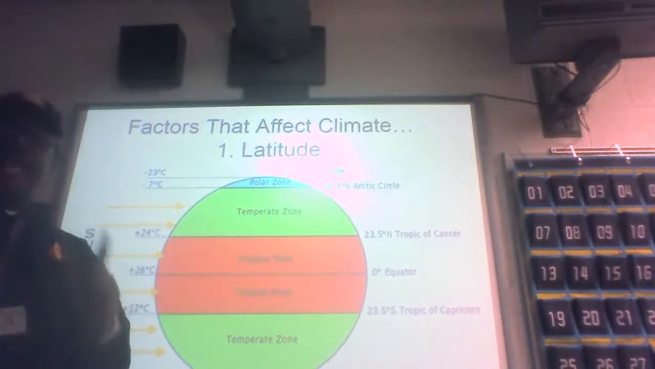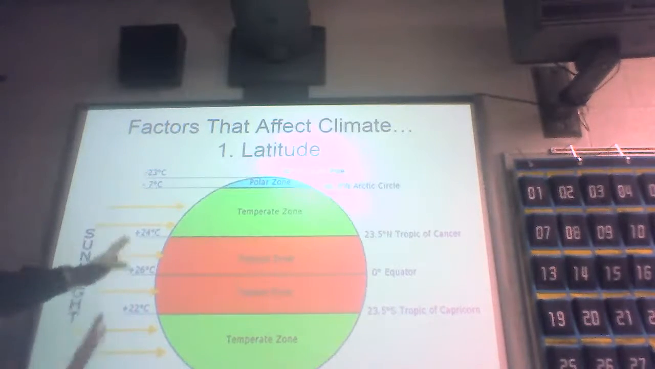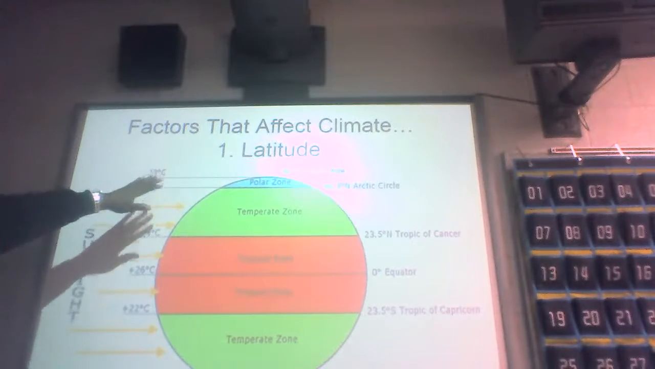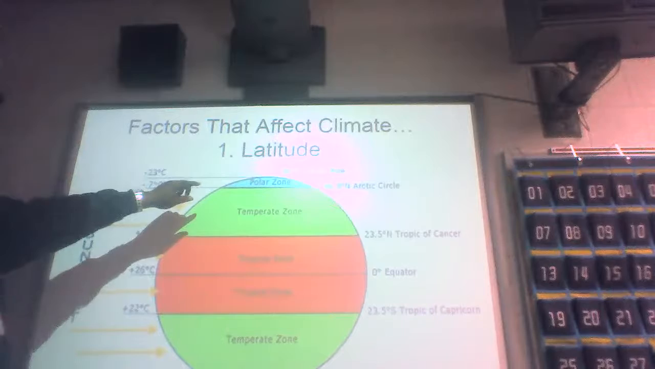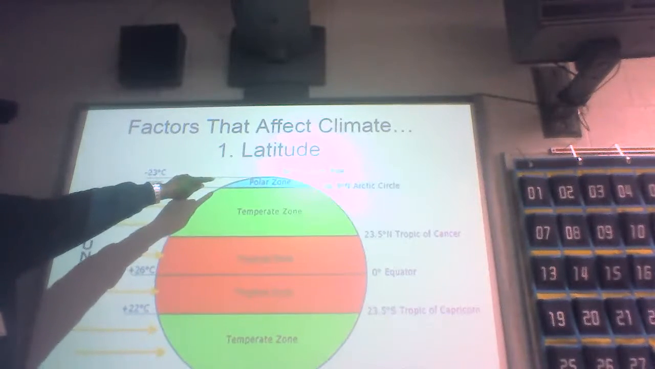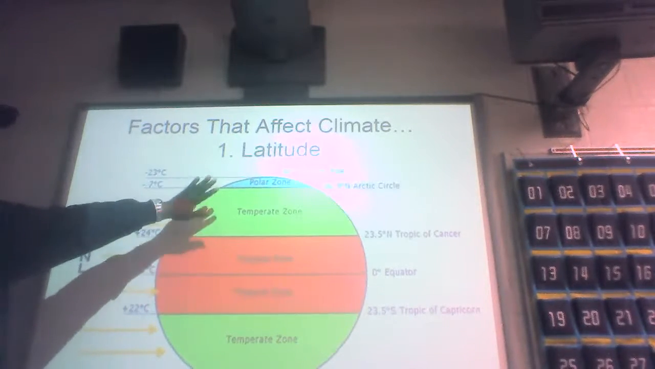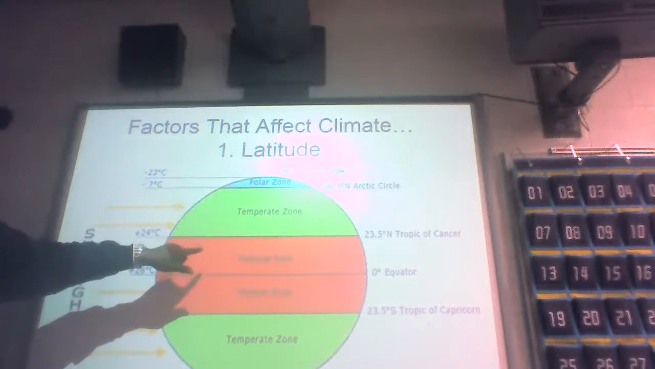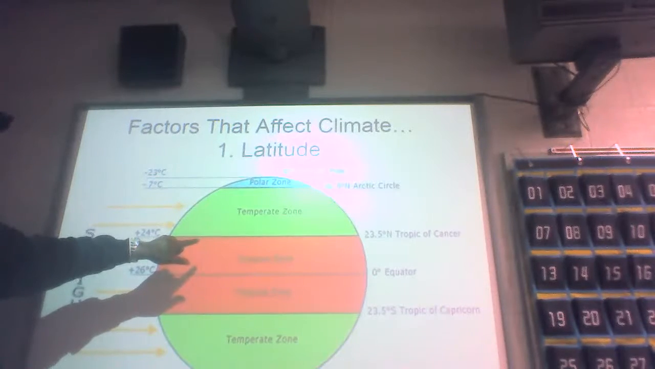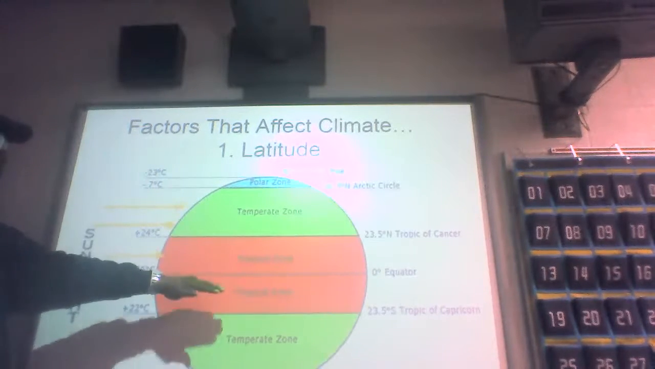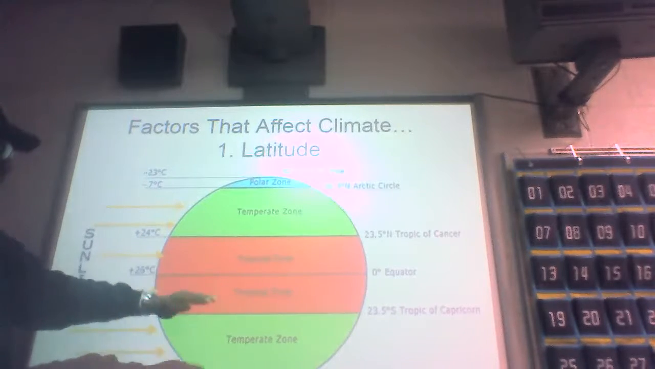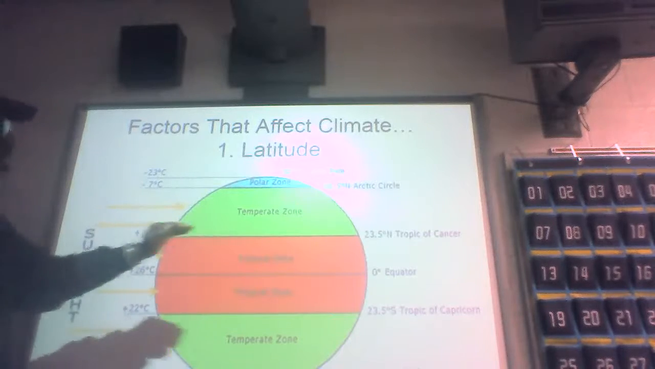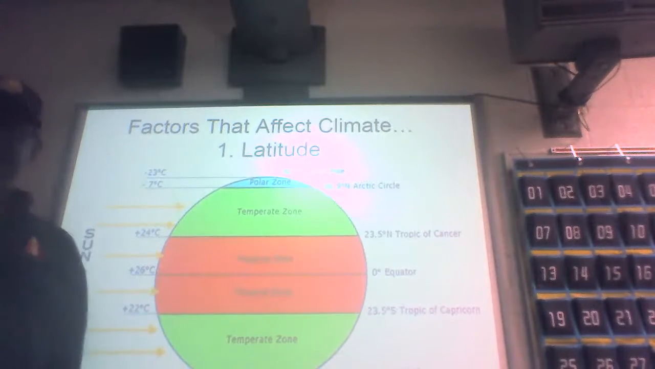Those factors are latitude. Now, as you look at this slide, you're going to see the zones that we have here. We have climate zones. We have the polar region, which we all know is cold. We have the temperate region, which has some seasons normally. Then we have the tropical region, where it is always warm. And then it reverses. You have tropical on the south side, along with temperate and polar. So as you can see, we have 3 zones on each side of the equator.